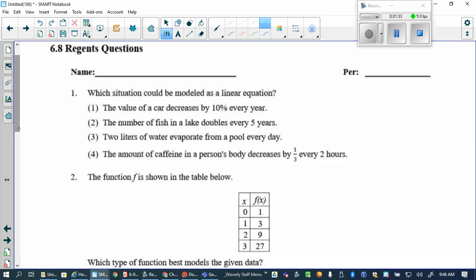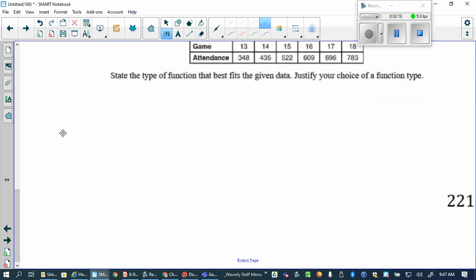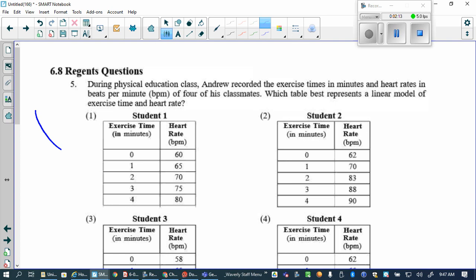But let's try this one. What's 90% of 100? 90, right? And then now do 90% of 90. 0.9 times 90. Okay, so not quite the same difference, right? And then do 0.9 times 81. So you're subtracting a different amount each time, right? So it's not linear. It does that, right?